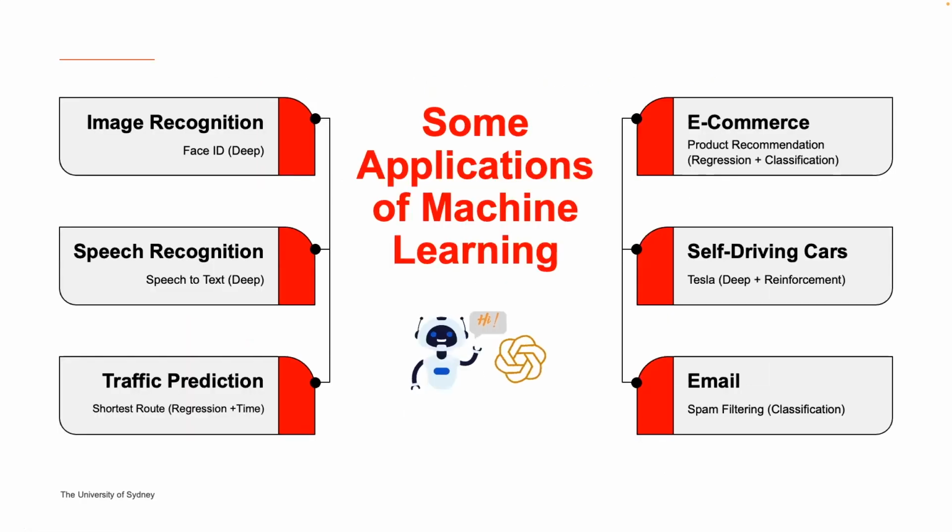Some popular use cases of different types of machine learning in today's society include things like recognizing images, like Face ID, turning speech into text, think Siri, predicting traffic for better GPS routes, suggesting products online, self-driving cars like Tesla's autopilot, and improving email with spam filters. These are just some examples that underscore the transformative impact of machine learning across various domains, showcasing its ability to improve daily life.